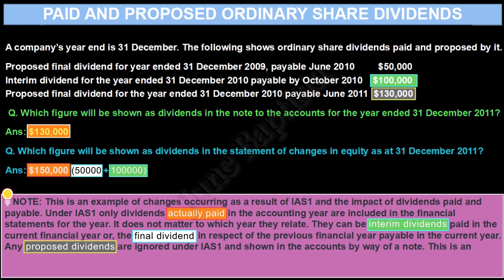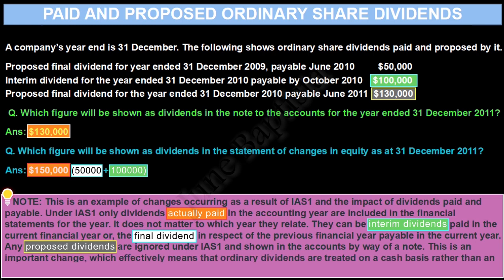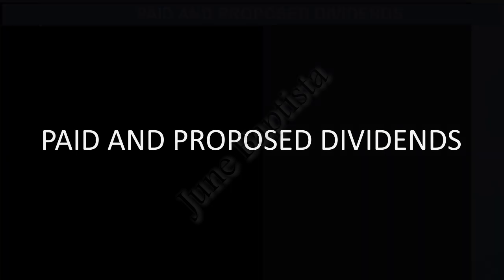Any proposed dividends are ignored under IAS 1 and shown in the accounts by way of a note. This is an important change, which effectively means that ordinary dividends are treated on a cash basis rather than an accruals basis. We will now look at paid and proposed dividends of ordinary shares and preference shares.